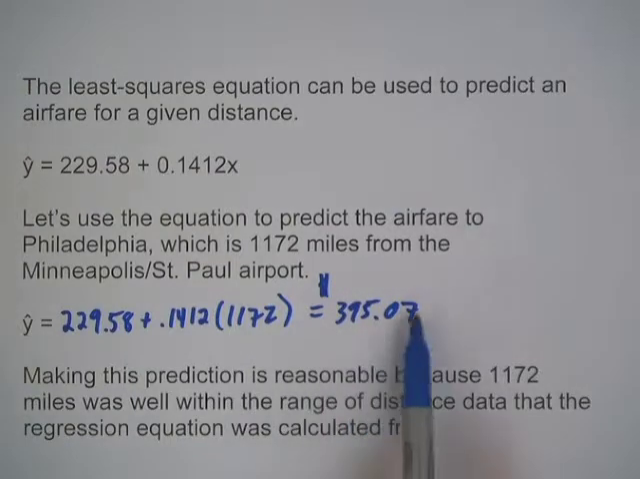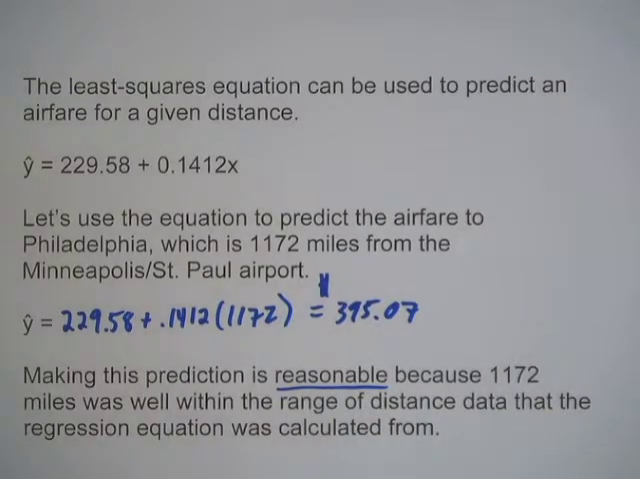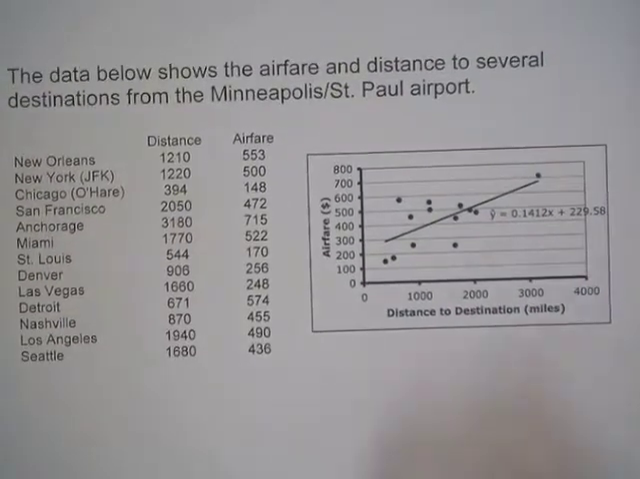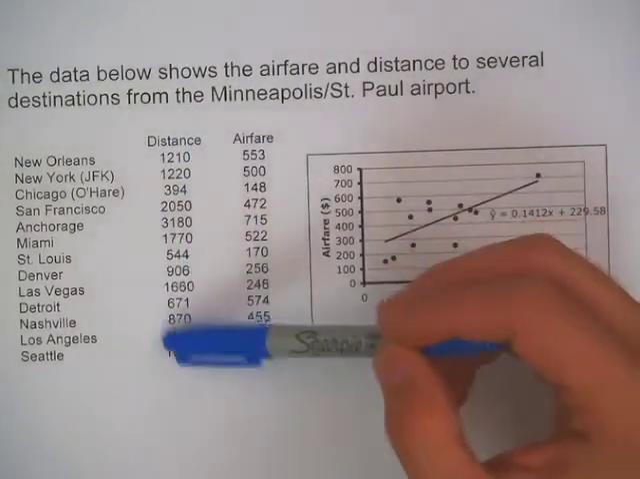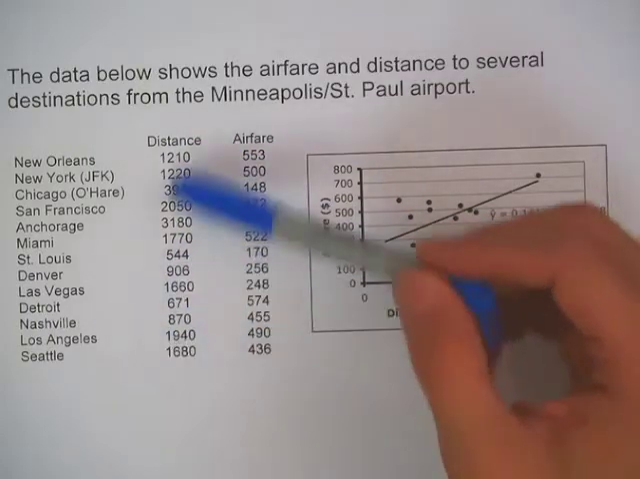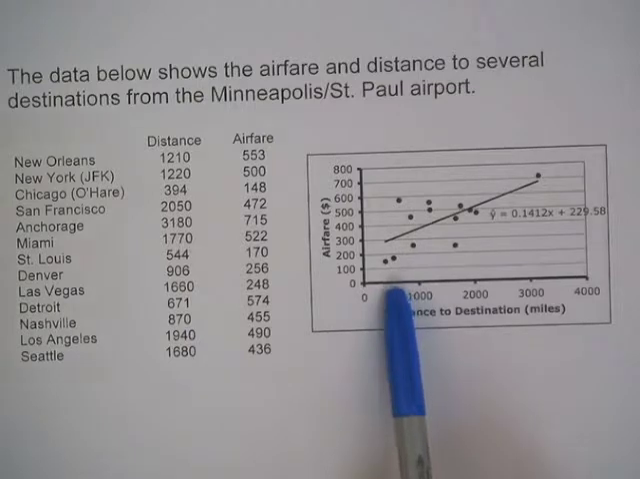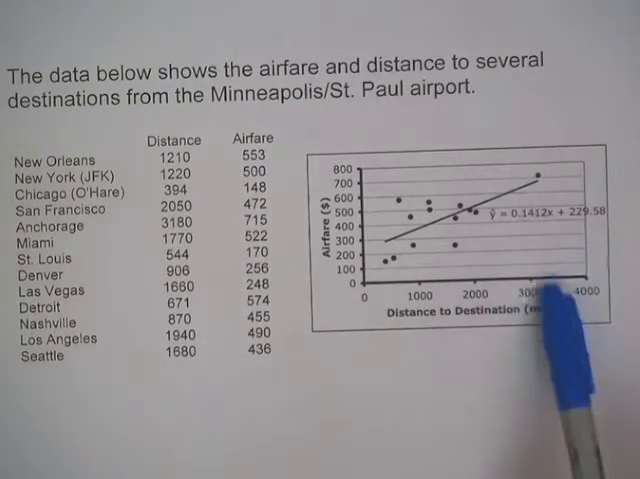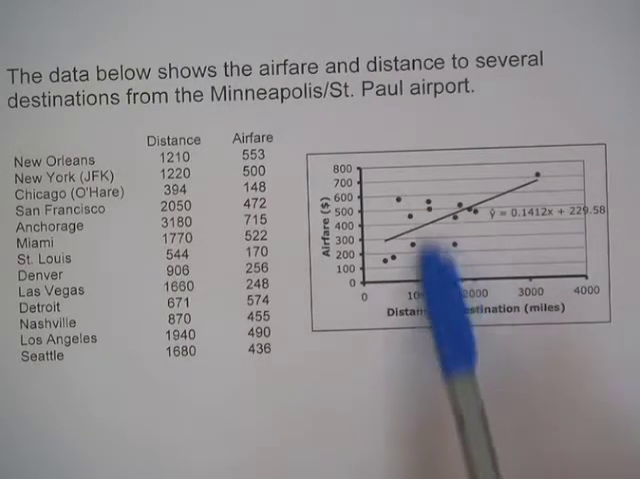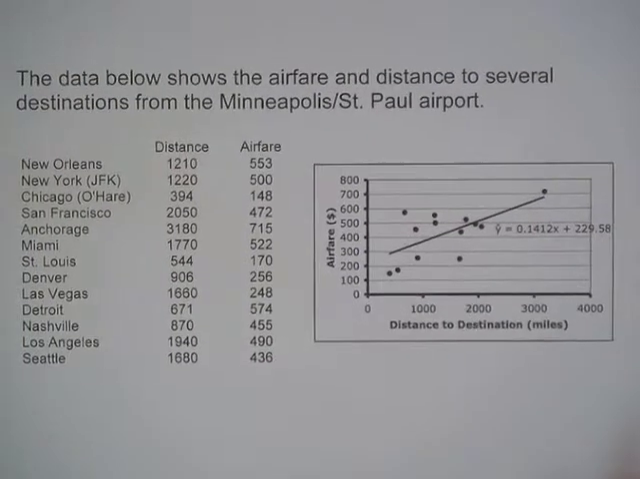It's always important when you make a prediction like that using the line to make sure that the prediction is reasonable. And I'm going to say yes, making this prediction is reasonable because 1,172 miles was well within the range of distance data that the regression equation was calculated from. If we look at the distance data, we have some in the hundreds and a couple in the thousands. We had data anywhere from the lowest, 395, all the way up to over 3,000. So 1,172 is right in that acceptable range. If you're working within the data, it is reasonable to make a prediction like that.